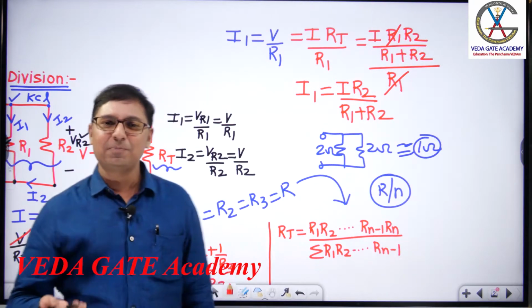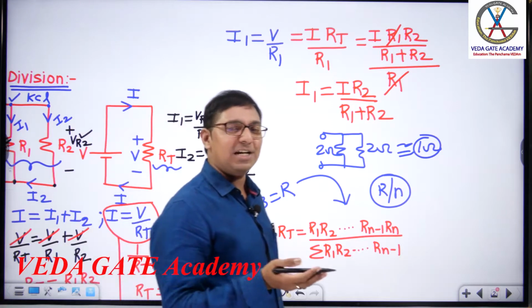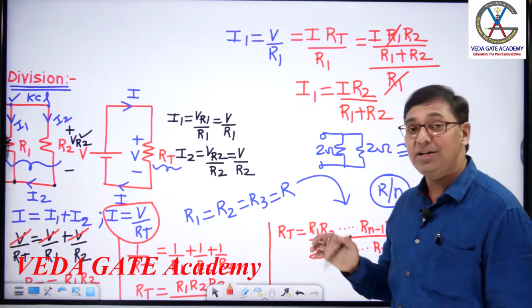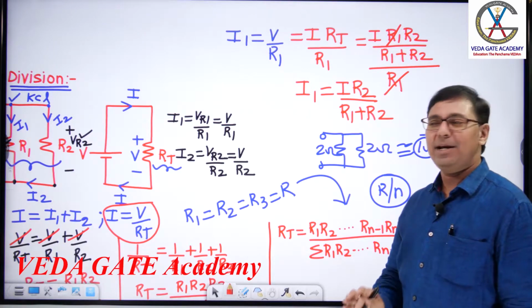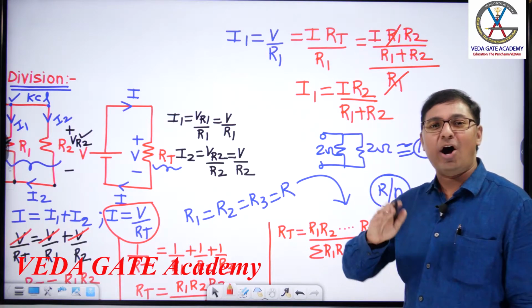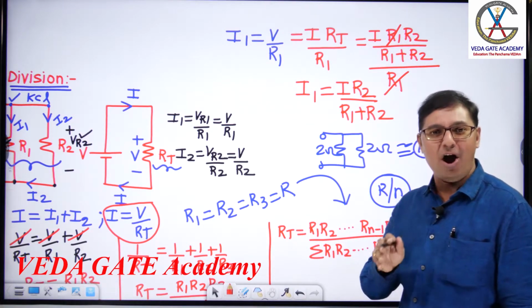As of now, the statement we can speak like total current into opposite resistance by total resistance. That is fine, only when you have 2 resistors connected in parallel. Many will say, for all the cases, it is opposite resistance by total resistance. No, it is wrong. It's a blunder.